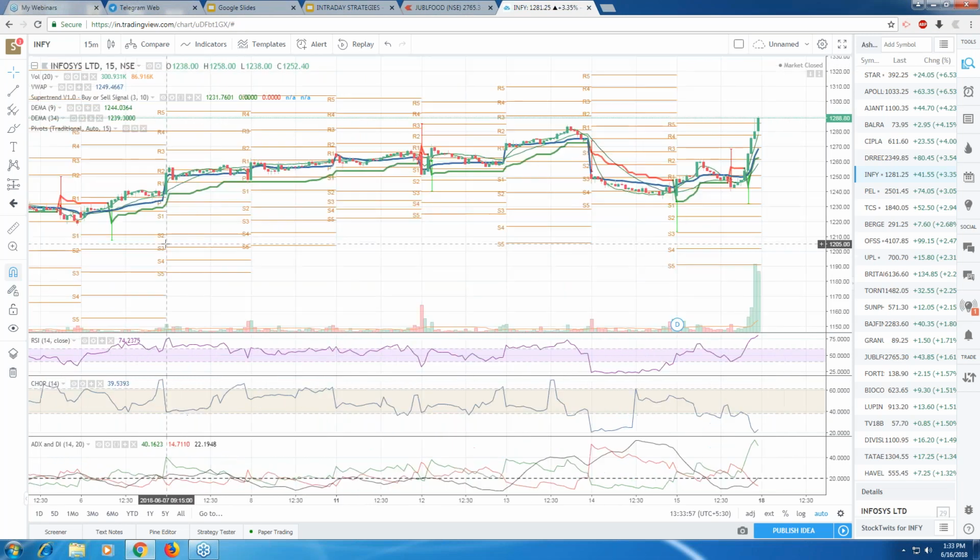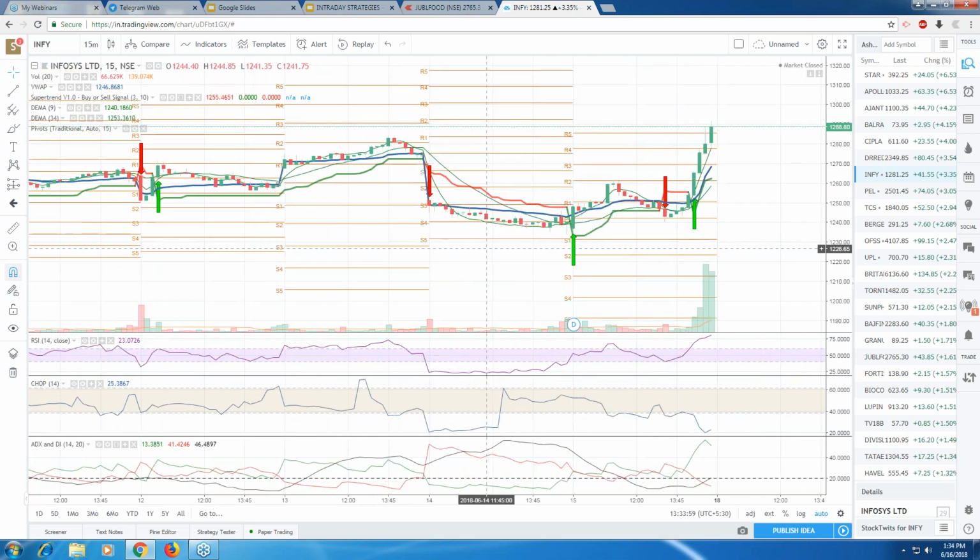Now see here, again Supertrend has given me a sell signal. RSI came below and choppiness has come below, and ADX is very strong, right? So we sell at the break of the first candle, which is 1248, and the stock came down to 1236. Not many points, given it's such a huge valued stock, Infosys, but still your trade is bang on, right? Trade is bang on.